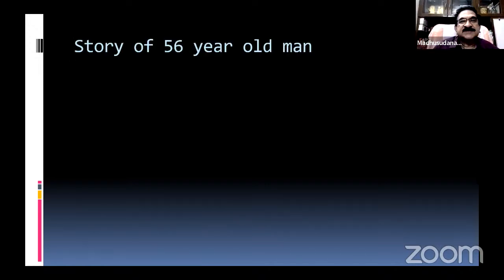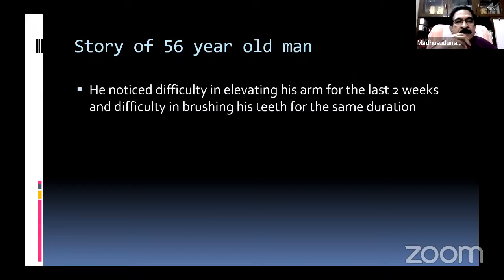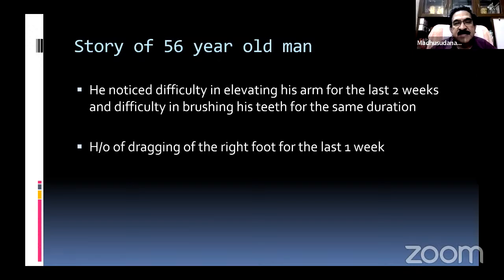Okay, I'll go to the first short case. This is the story of a 56-year-old man. He noticed difficulty in elevating his arm for the last 2 weeks and difficulty in brushing his teeth of the same duration, primarily with the right upper limb. He also gave a history of dragging of the right foot for the last 1 week. Total duration is only 2 weeks. There was no sensory complaint, no bladder problem, no root pain, no paresthesia.